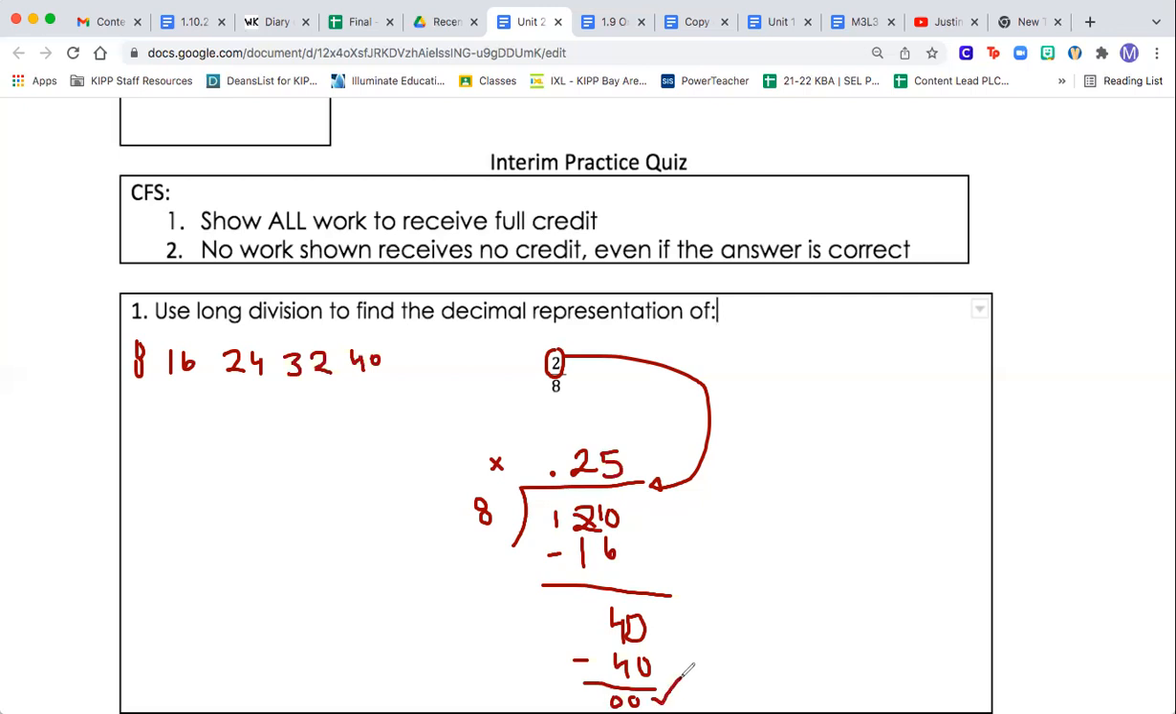So now what you're going to do is try a very similar problem to see if you are able to do this, okay? So let me know if you have any questions and good luck.